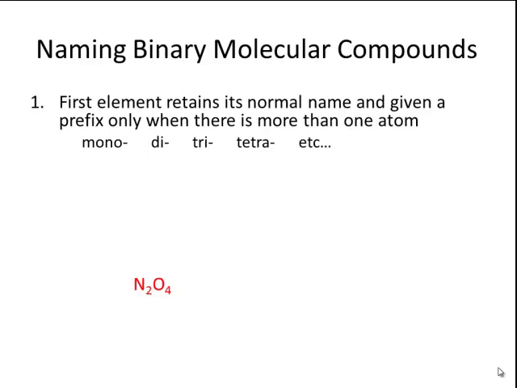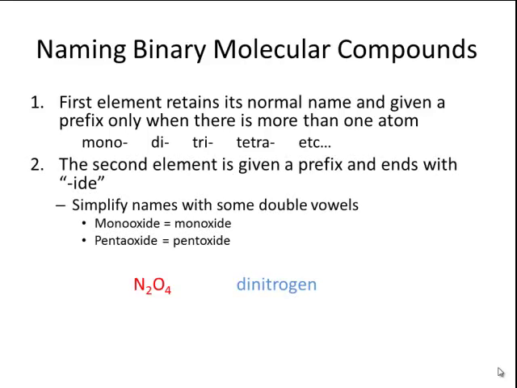So in the example N2O4, since there are 2 nitrogens, the first part of this name is going to be dinitrogen. The second element is also given a prefix, and its name changes to end with "ide." Now sometimes when we add prefixes, the names are simplified. So instead of saying monooxide, we often say monoxide. Or instead of saying pentaoxide, it's common to see pentoxide. But this usually happens with the vowels A and O.